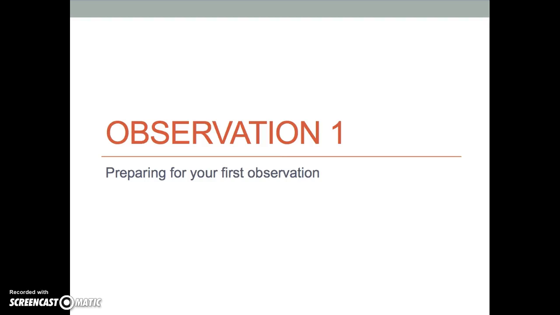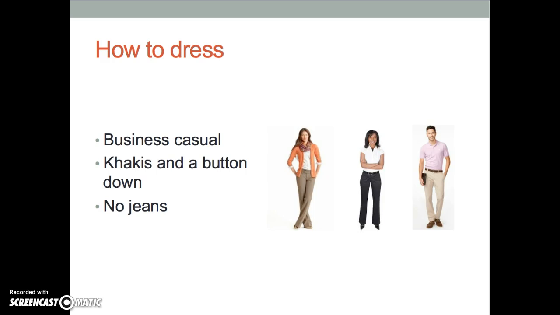So there are a couple of things that we should go over before your first observation. The first is dress code. Dress in business casual, khakis and button down, as long as there are no jeans, sweatpants, sweatshirts, flip-flops. Just look nice. You don't have to be in your Sunday best, but you're going to be in front of a classroom, so it's important to look professional.